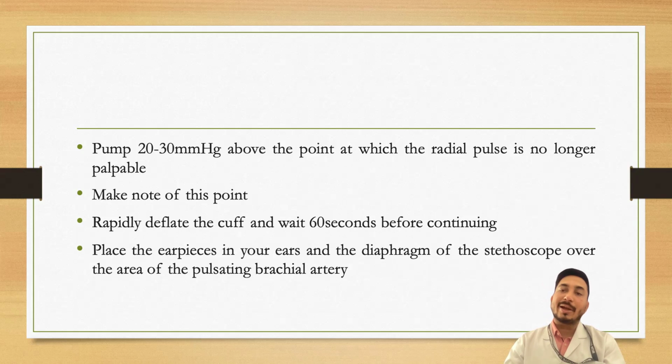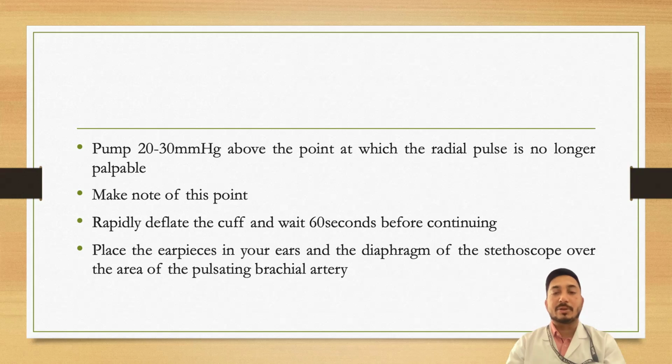Okay. And you have to record. You must know at what point you stop feeling the radial pulse. Make a note of it. Then rapidly deflate the cuff and wait for 30 seconds. Now you start the auscultation.